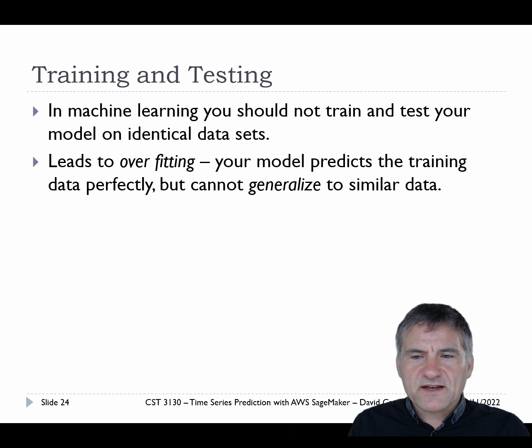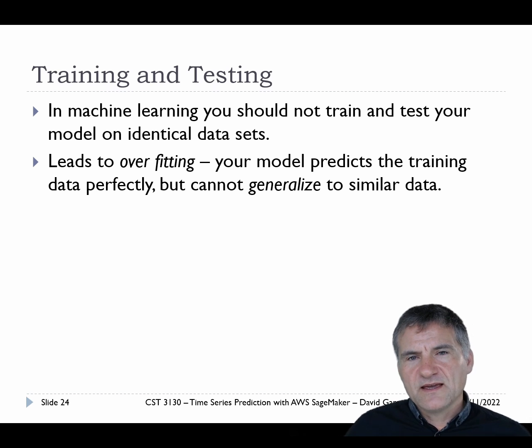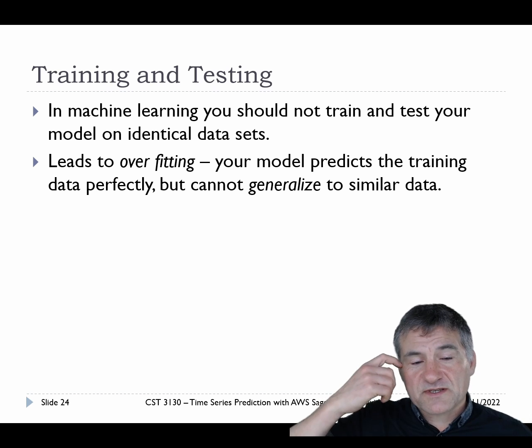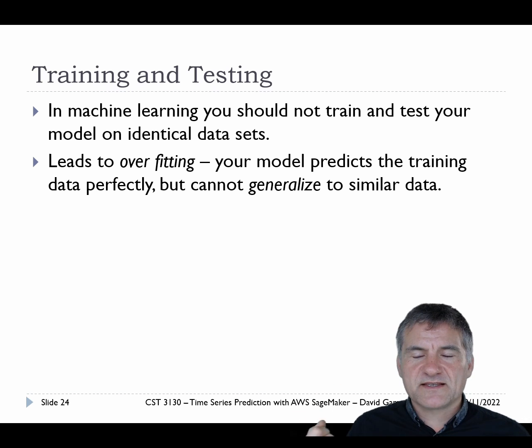So you mustn't ever train and test your model on identical data sets, or you'll get weirdly perfect results, which are completely meaningless. Yeah, and this is called overfitting. Your model can predict the training data perfectly, but what you really want from machine learning is not to predict the training data perfectly. You want it to be able to generalize to similar data that it hasn't seen before. That's the whole point of it, right?